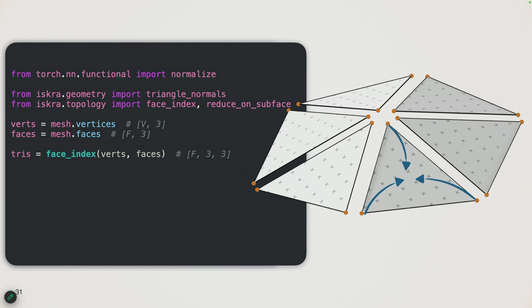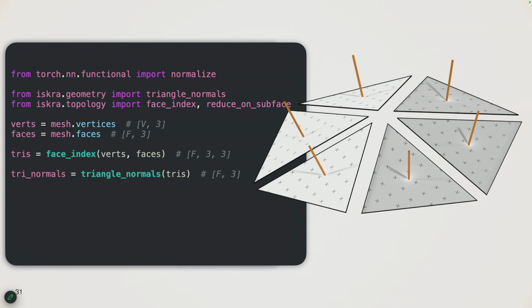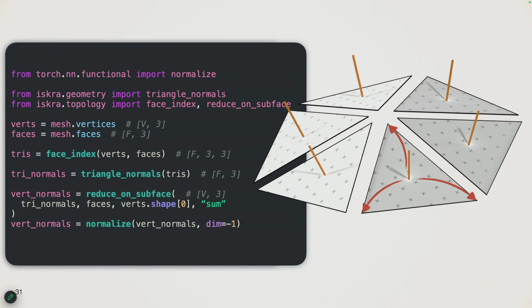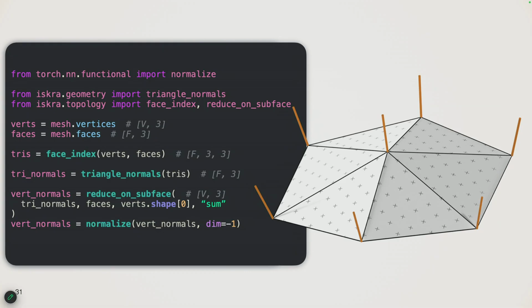So that makes sense. And then you compute triangle normals. This is an Iskra helper function, but it's basically a cross product and a normalization. And then the next thing we want to do is a scatter reduce. So Iskra offers this other function that is called reduce on subface. Here we're summing it up. You can average it. It doesn't really matter, because the next thing you're going to do is normalize. And so this is all the code you need to compute vertex normals in Iskra. And it's really short and compact. And I think once you get used to this, it becomes very intuitive.